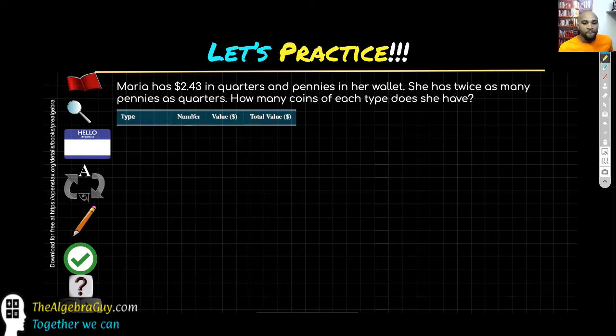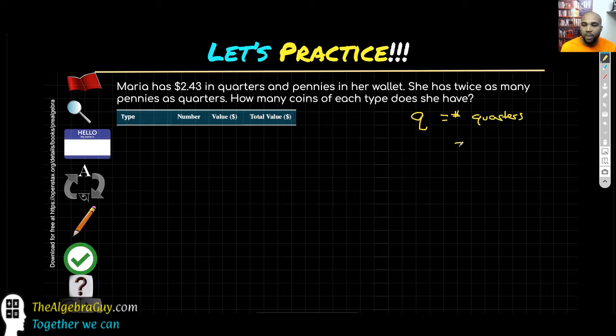All right, so we read it. We're identifying what we're looking for. We need of each type, and those types are pennies and quarters. We need to name the variable. She has twice as many pennies as quarters. Actually, I'm going to do quarters. And the reason I'm doing quarters is because it says there's twice as many pennies as quarters. So we're just starting off with quarters. But the pennies are going to use the quarters to multiply by. So this is going to equal my number of quarters.